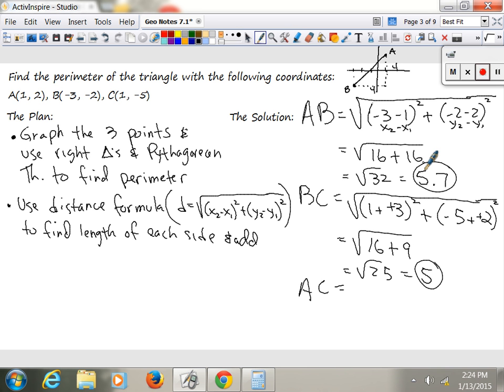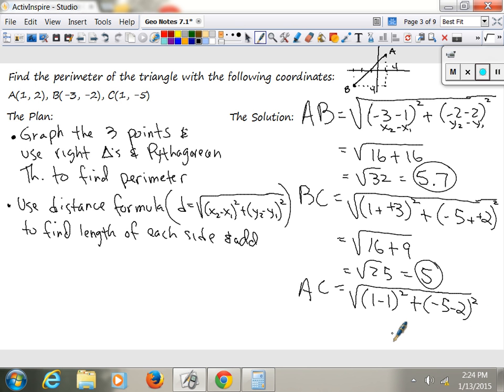We got to find A to C. So we're going to do the C first. So we're going to do 1 minus the 1. That's interesting. 1 minus 1 squared. And the y value is -5 minus a 2. So -5 minus 2 squared.